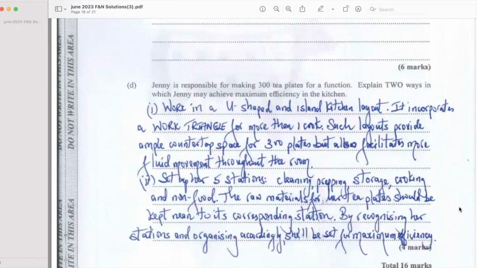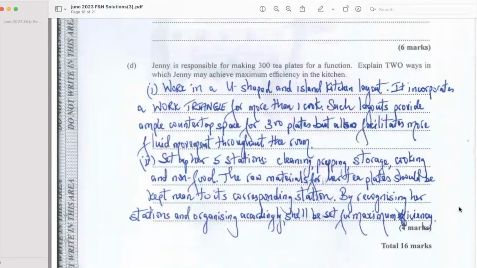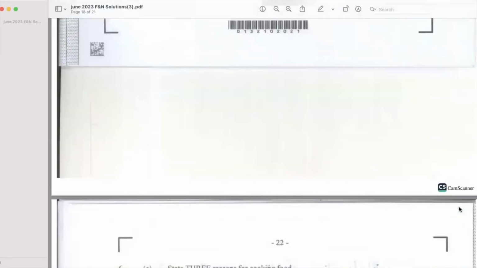So just think about your kitchen space and let's write 2 ways in which Jenny can achieve maximum efficiency. If she has a proper kitchen layout or a proper kitchen person, or if she has her time planned, how she will structure, then you can write those responses as well. And you have cleaning, preparation, or storing the food. So as I said, a time plan, a guide to organize the station according to how you want to work effectively.